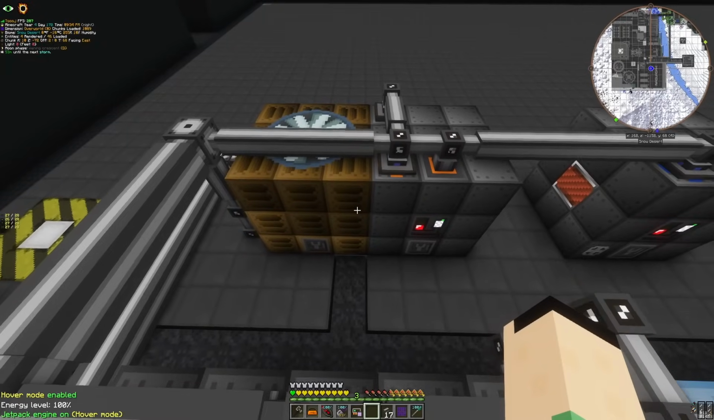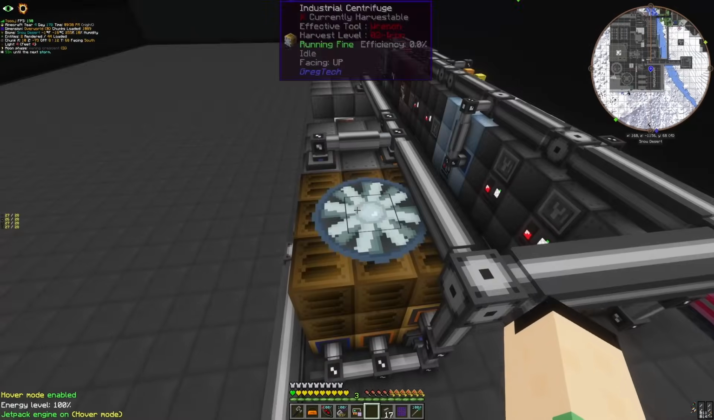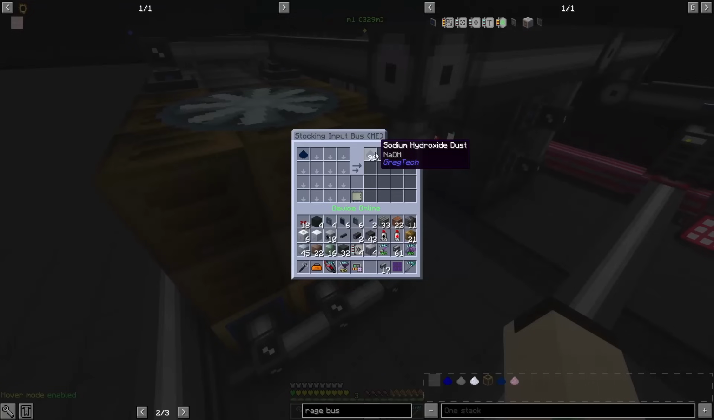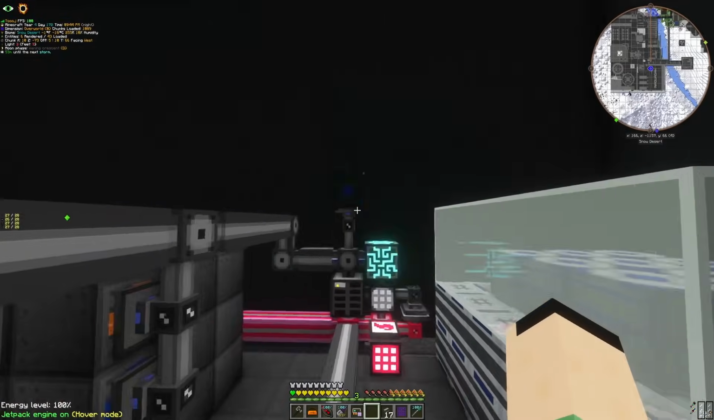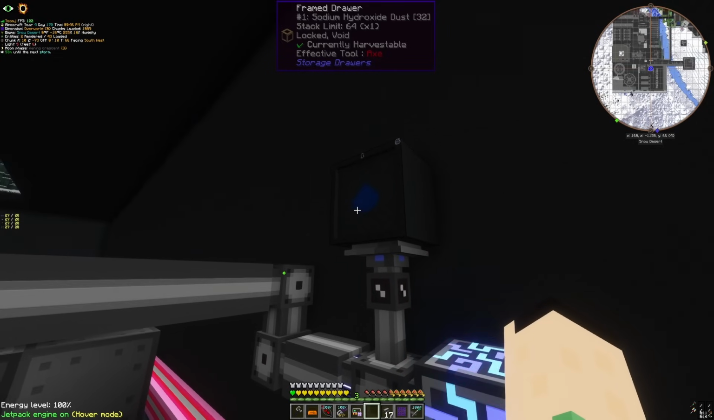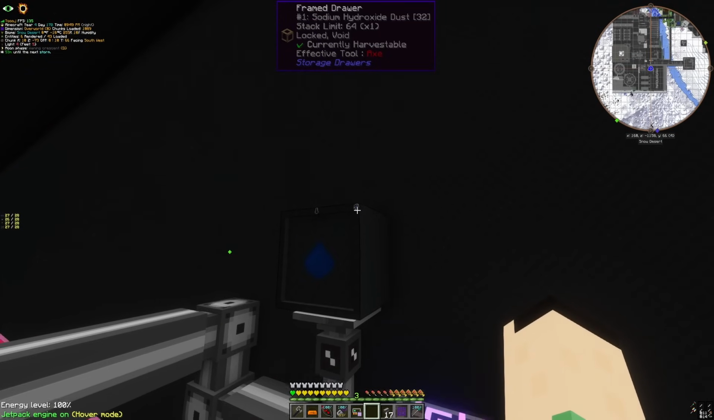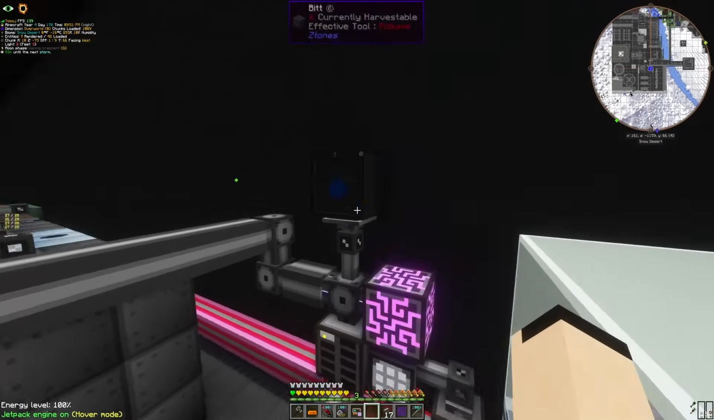Here it is, phase 2. Pretty small, pretty quick. We've got the centrifuge here, pulling in sodium hydroxide dust. I've decided to store it in a drawer here with overflow voiding. This way I don't have any chance of clogging up my main net.